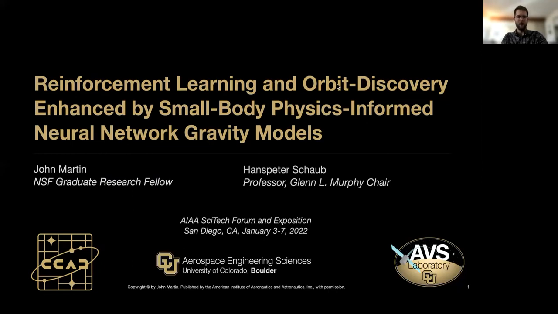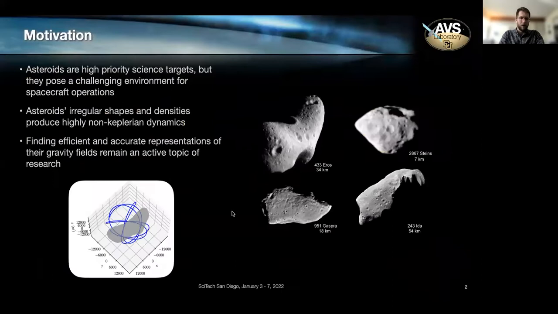Today, I'd like to talk to you about a new type of gravity model we've developed here at CU and how it can be used to enable different types of research within astrodynamics. So to motivate this work, I'm sure everyone here knows that asteroid research is at an all-time high. And while these environments are very interesting, they're also challenging to operate in. And that's the result of their complex gravity fields, which can produce highly non-Keplerian motion.